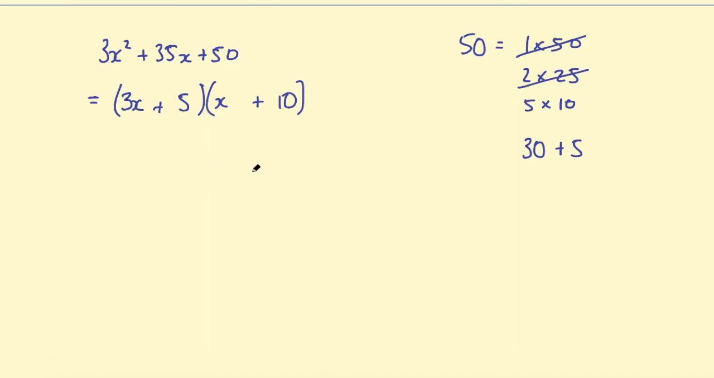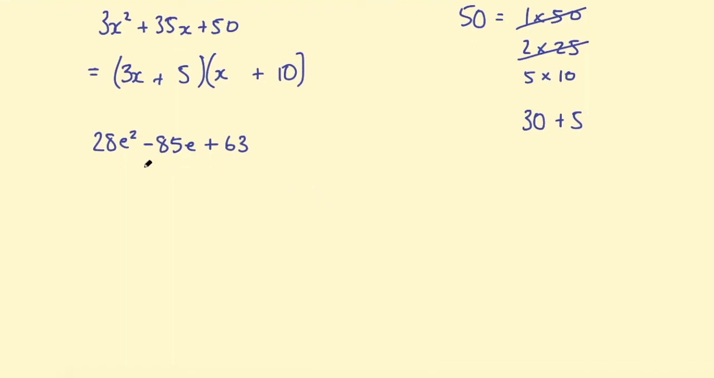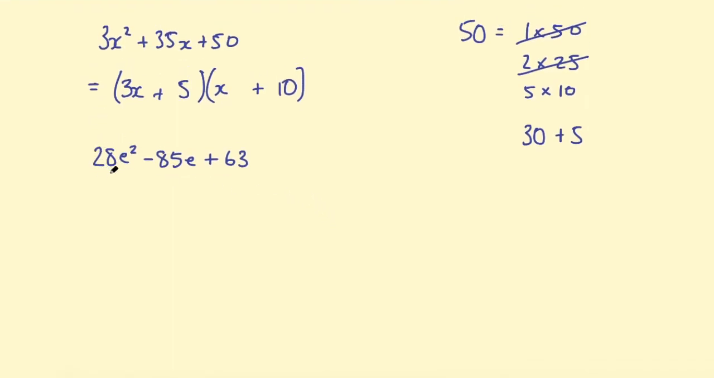Okay, let's look at one more example, slightly more complicated. So 28e squared minus 85e plus 63. Okay, so here we've got a coefficient of the squared term, which also has more than two sets of factors. So what we want to do here, again, we're going to break this into two brackets, and we're going to think of the factors of 28 and the factors of 63.